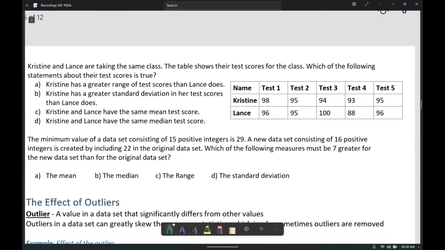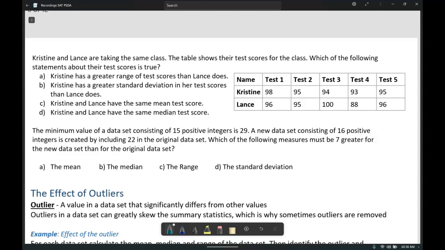Now let's take a look at some other ways we can use spread to answer and evaluate different questions. So Christine and Lance are taking the same class. The table shows their test scores for the class. Which of the following statements about their test scores is true?